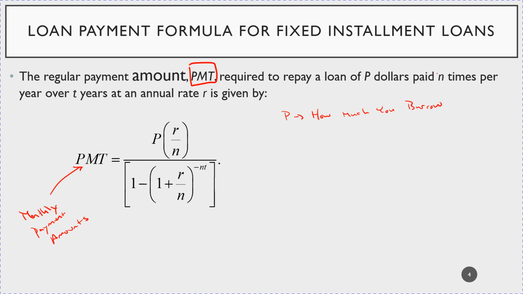We see N, T and R all the time in all the formulas we did, especially in the last lecture. So your regular payment amount, PMT, is equal to P, the amount you borrow, times R divided by N, divided by, and down here in parentheses, you'll notice a subtle difference compared to the earlier formulas: 1 minus, in parentheses, 1 plus R divided by N, raised, and this is important, to the negative N times T power.